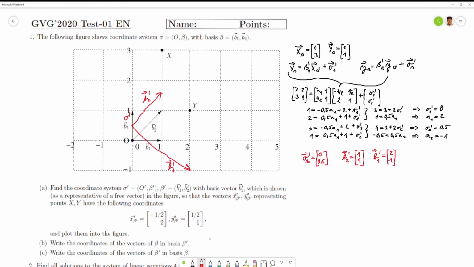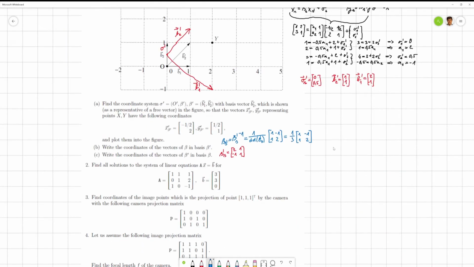We already know what is beta prime in beta, which is subtask C. So it is the 2 minus 1 1 1 matrix, and subtask B is to compute the inversion of this. We can compute the inversion by the adjugate matrix and determinant. So it's 1 over the determinant times the adjugate matrix, which is 1/3 times 1 1 minus 1 2.